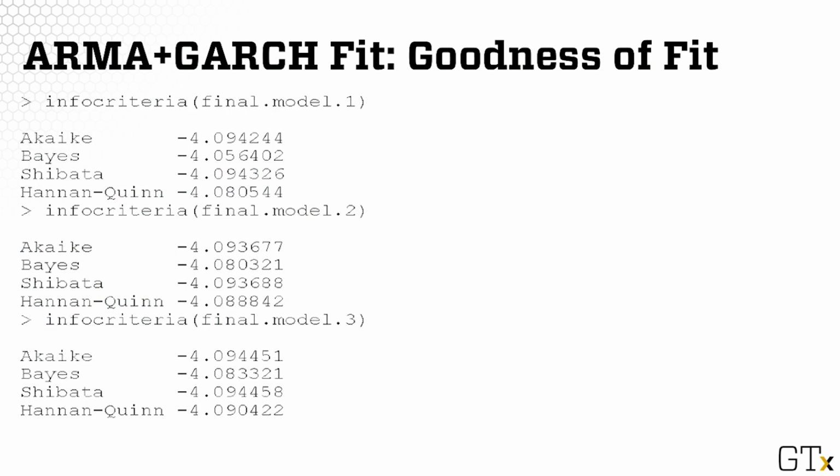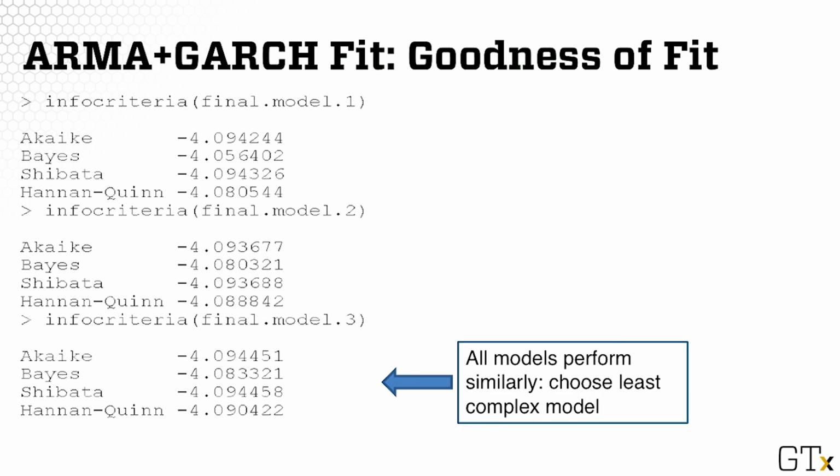The output is here. The first two values are the Akaike information criterion, or AIC, and the Bayesian information criterion, or BIC. For example, in this example, the values across the four criteria are very similar for the three models. Since we prefer less complex models, we would choose the last model, where we have an ARMA with orders 0, 0 and a GARCH with orders 1 and 1.